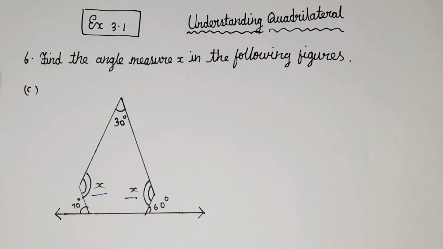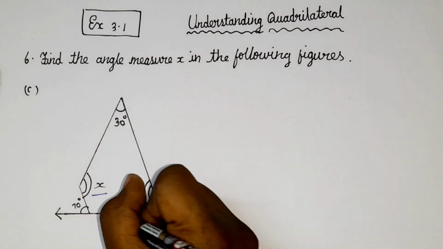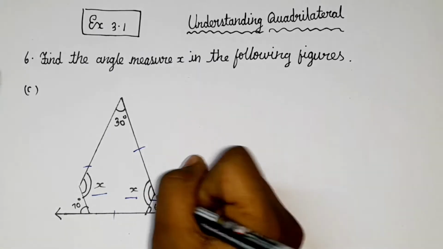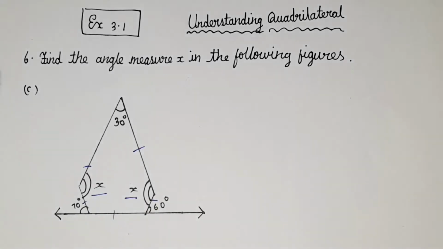So here, the first step we are going to do is check how many sides there are. 1, 2, 3, 4, 5. So there are 5 sides. Now why did I just count the sides? Since it's not a quadrilateral, we should check how many sides it has. So here you know that there are 5 sides.